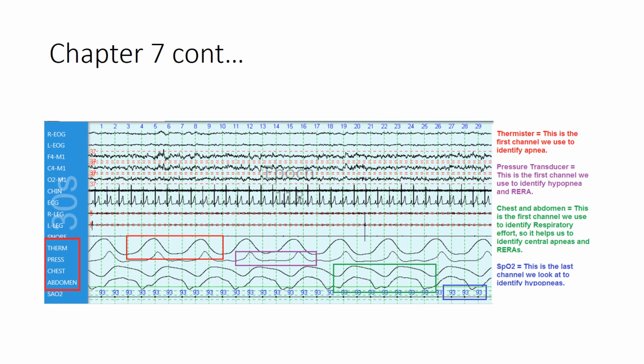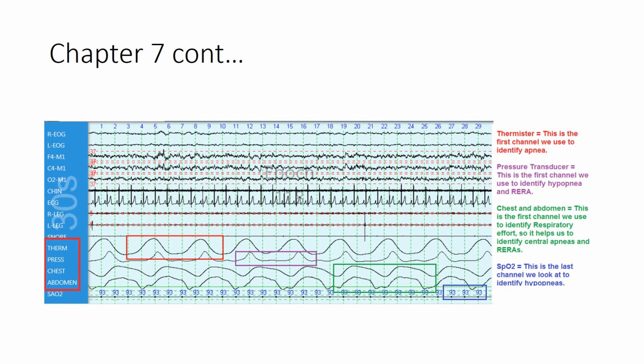These two channels, the chest and abdomen movement, are used to monitor and record respiratory effort. So if you see flat lines in your thermistor and nasal pressure transducer channels, you know the patient is having an apnea. And then to determine if it's obstructive or central, you need to look at your chest and abdominal belts. If those are flat as well, then you have a central apnea, meaning there is no respiratory effort, so no airflow can move in or out of the body.